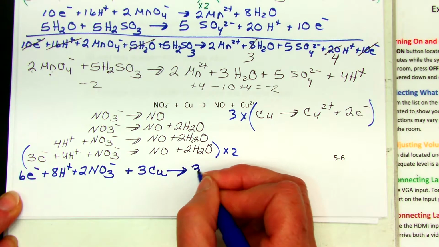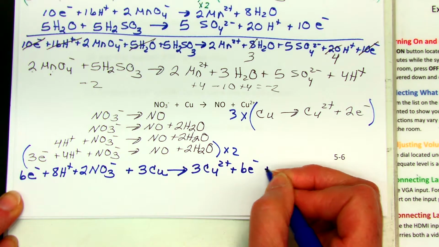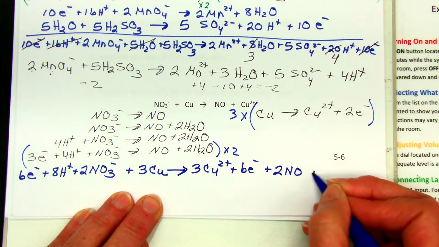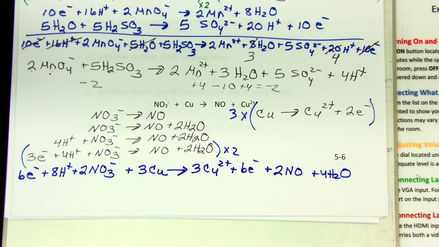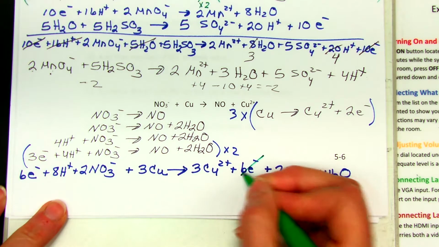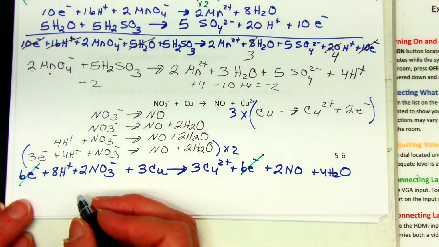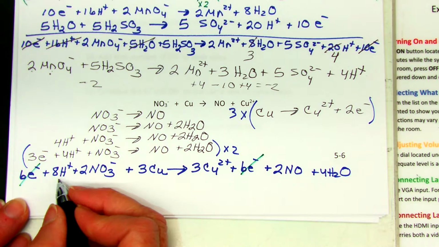Now I get 3 copper 2 plus, 6 electrons. Now I'm going to multiply these by 2 and add them in from the nitrogen half. 2 NO plus 4 waters. So at this point, when I look at this, what can I cancel from this? Just electrons. There's nothing else in here because I didn't have any hydrogen or water in the copper half. So I now have an equation that's balanced as it stands. And if you would like to recopy it, you can. I'm not going to. So now we check.